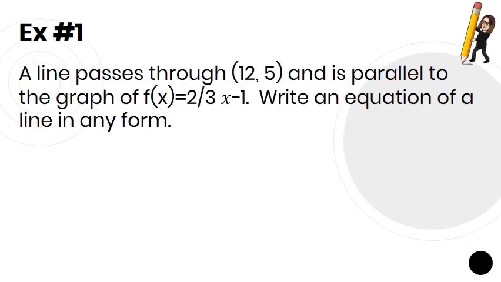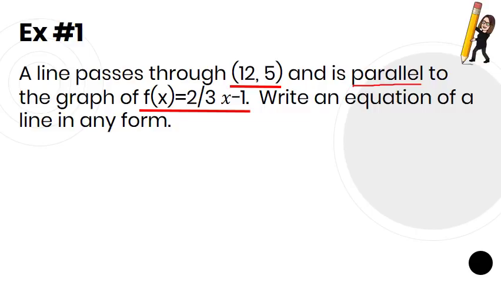All right, in your notes, I do want you to write the examples down. You don't need to write all of this. You can just write down the part that I'm going to underline in red. So in this example, if a line passes through (12, 5) and is parallel to the graph, so keyword parallel to the graph of 2/3 x minus 1. Write an equation of a line in any form. So again, you can choose slope-intercept or translated.